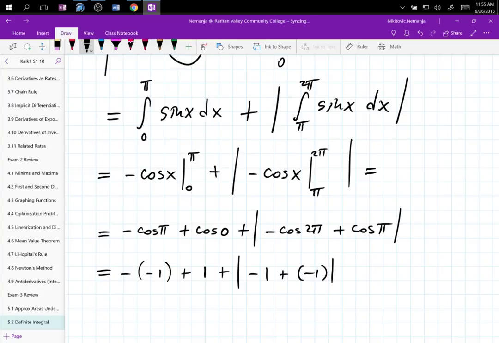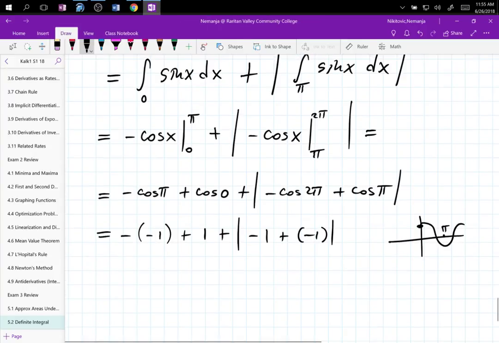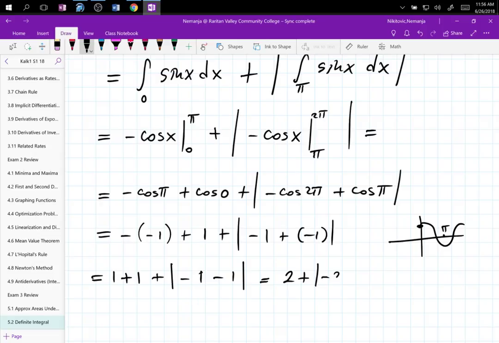For those of you who don't know, cosine of pi is negative 1. So now what I have is 1 plus 1 plus absolute value of negative 1 minus 1. Well, that's 2 plus absolute value of negative 2, which is eventually 4 after all the absolute value calculations. Yay! Area under sine curve is 4. So that's what I colored. That was green, right? I can color the area.